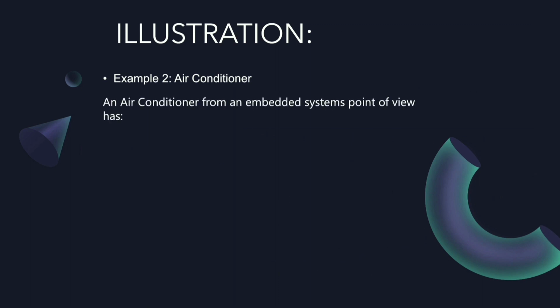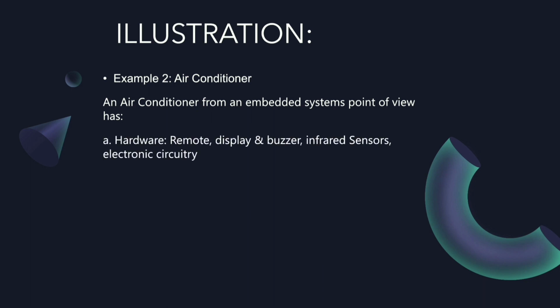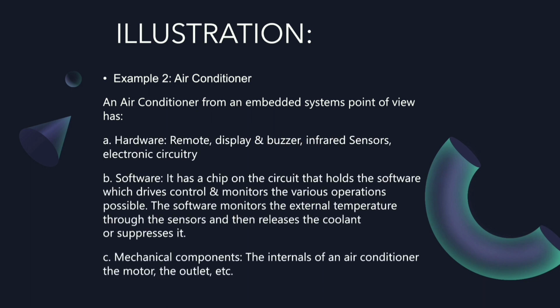To know more about embedded systems, let's take another example of an air conditioner. An air conditioner, from an embedded system's point of view, has hardware, software, and mechanical components. What are the hardware components present in an air conditioner? Remote, display and buzzer, infrared sensors, or electronic circuitry. For the software, it has a chip on the circuit that holds the software which drives, controls and monitors the various operations possible. The software monitors the external temperature through the sensors and then releases the coolant or suppresses it. For the mechanical components, the internals of an air conditioner: the motor, the outlet, etc.